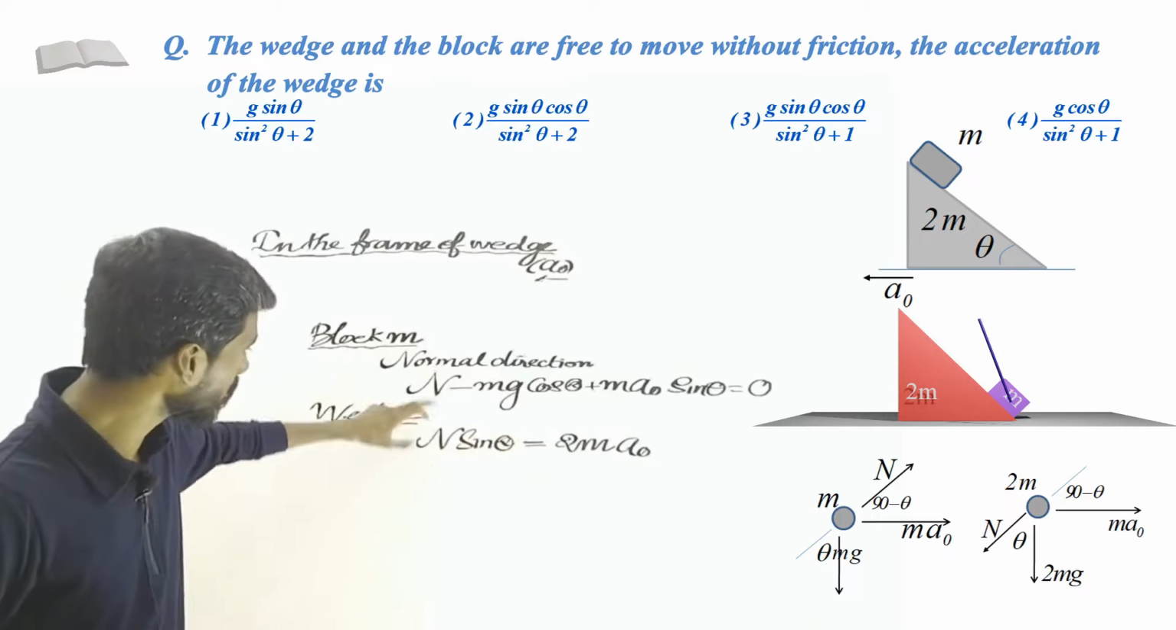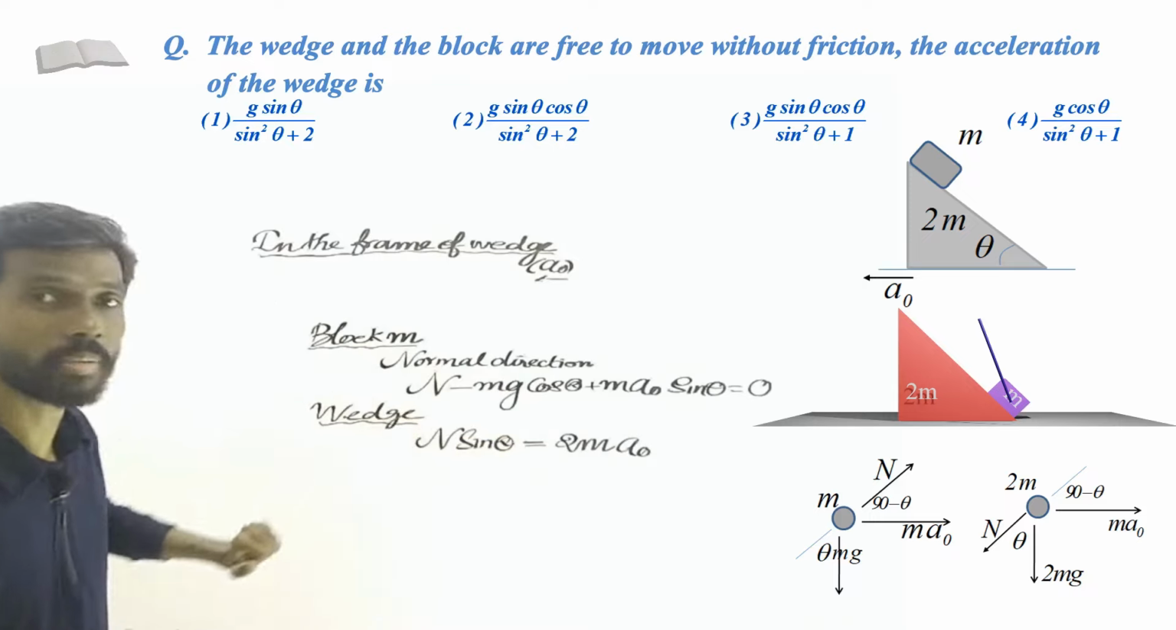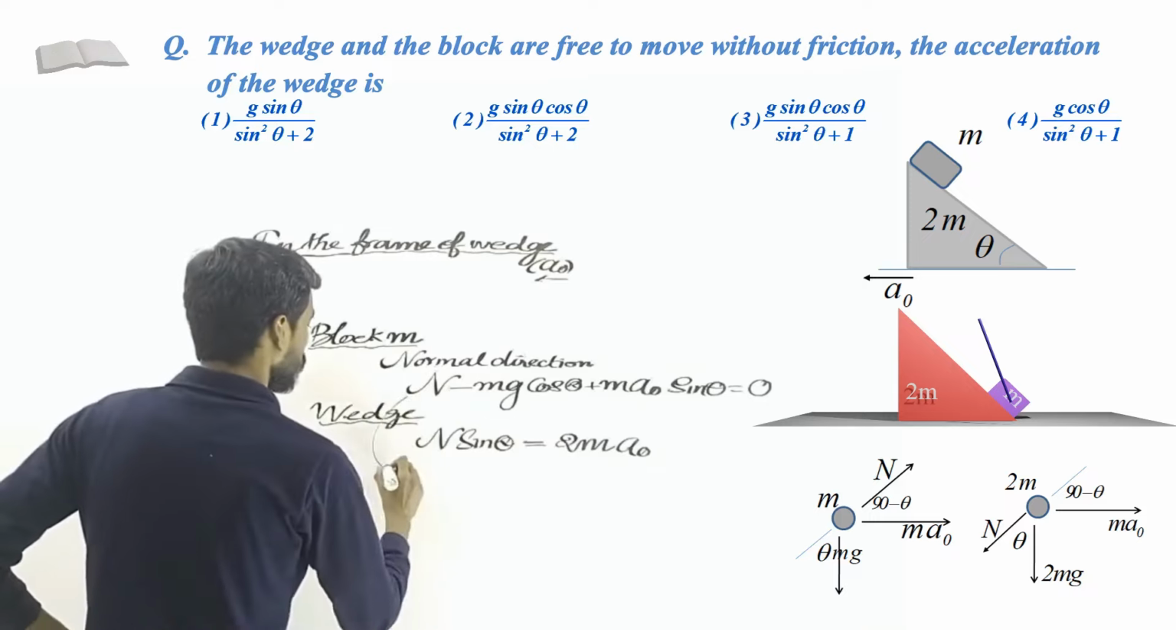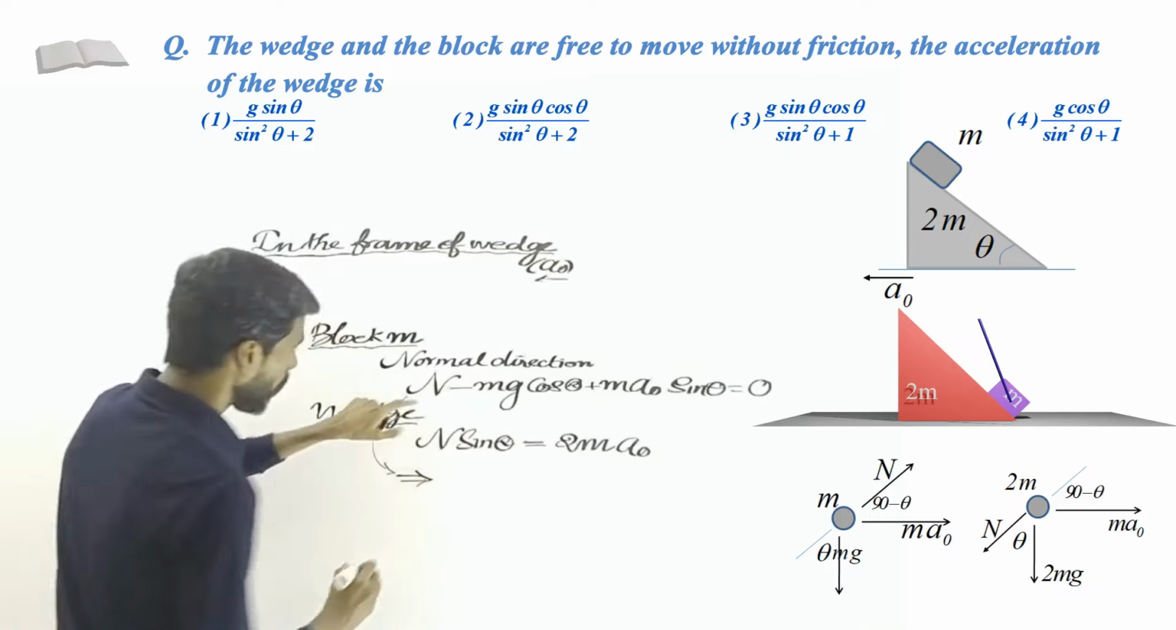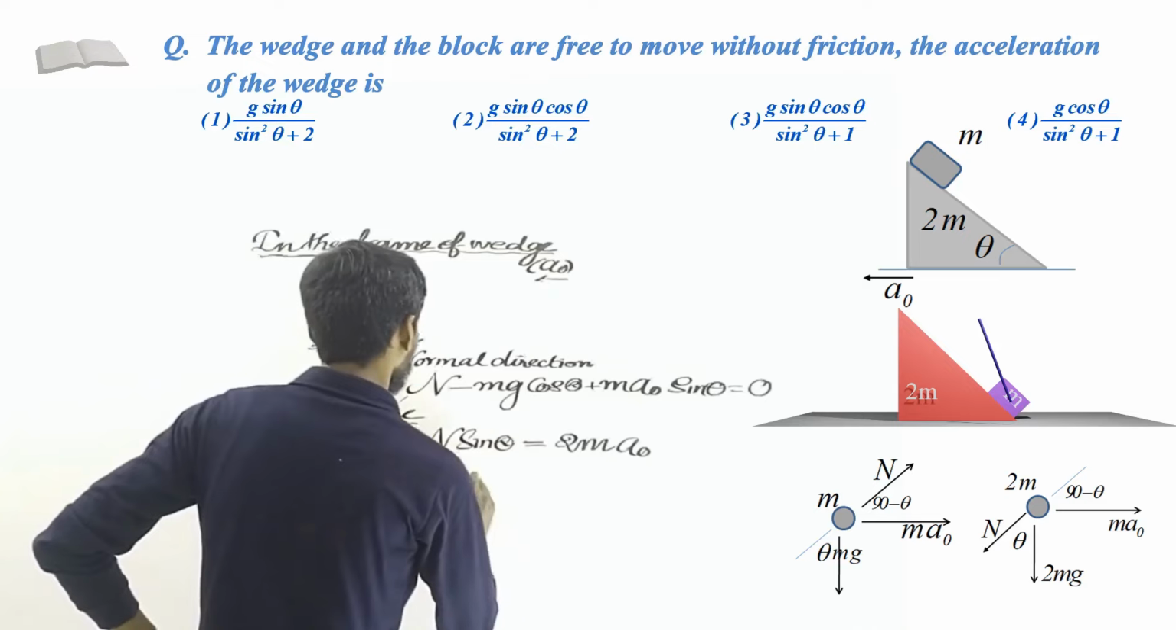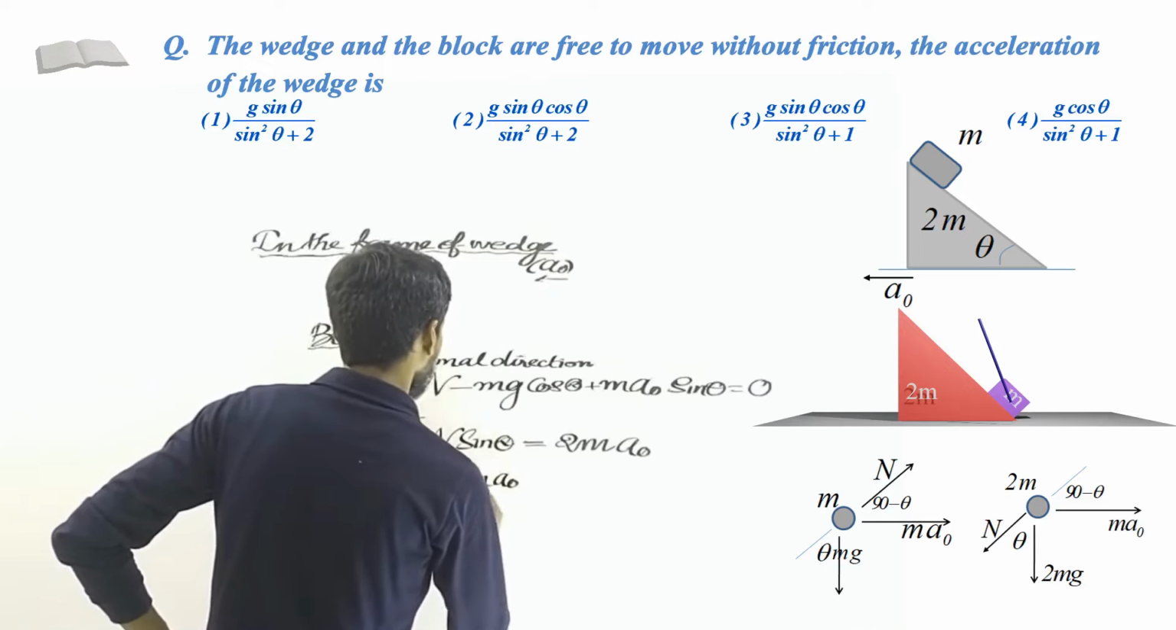So let us substitute this N here. What is the value of N? So that you can substitute here. So from this equation, that gives you, what is N? N is 2m a0 divided by sin theta.